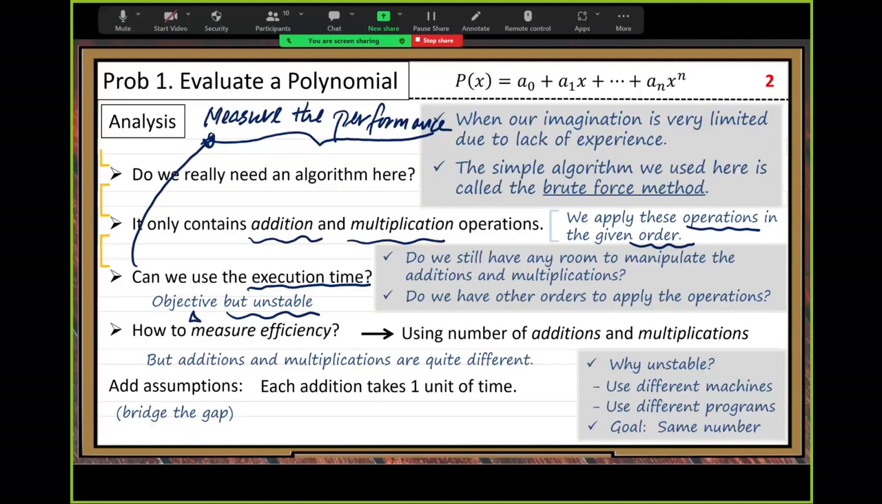So we assume each addition takes 1 unit of time. Here we do not specify how large is that unit. But I can give you some idea, a rough estimate of this unit of time. That's approximately around a certain number of nanoseconds, ns, nanosecond.